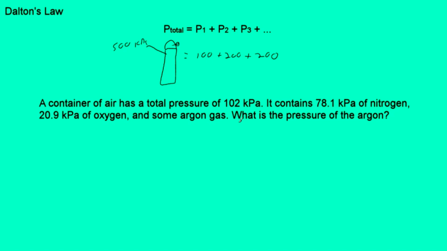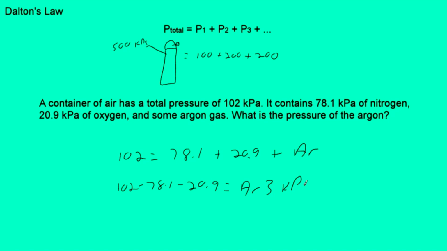So let's say we have a container of air with a total pressure of 102 kPa. It contains 78.1 kPa of nitrogen plus 20.9 kPa of oxygen plus some argon. What is the pressure of the argon? So all we're doing is taking the 102, subtracting 78.1, subtracting 20.9, and for the argon, we get 3 kPa. Okay, pretty simple. The parts add up to the whole.